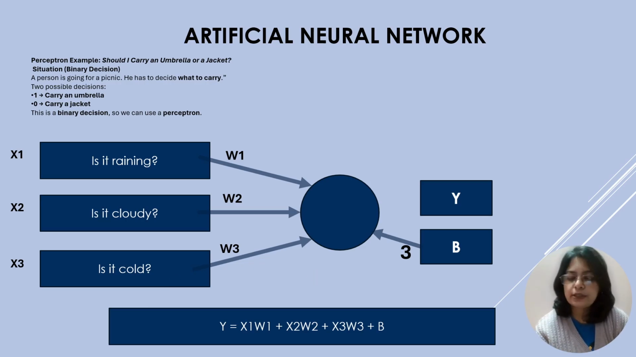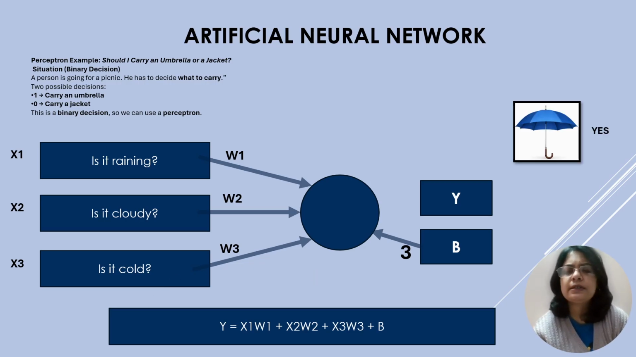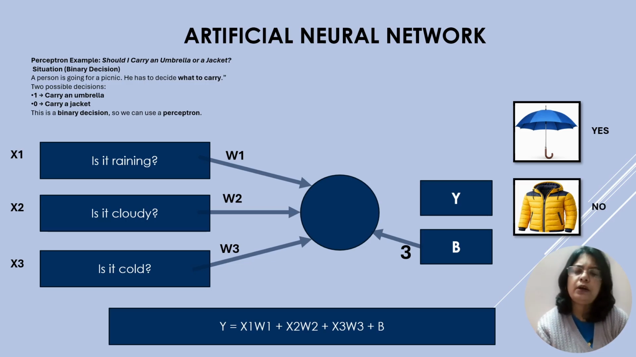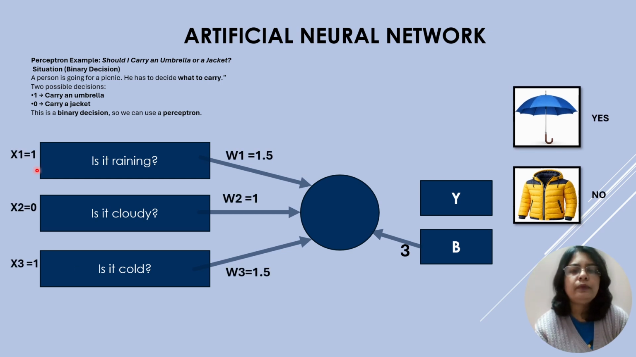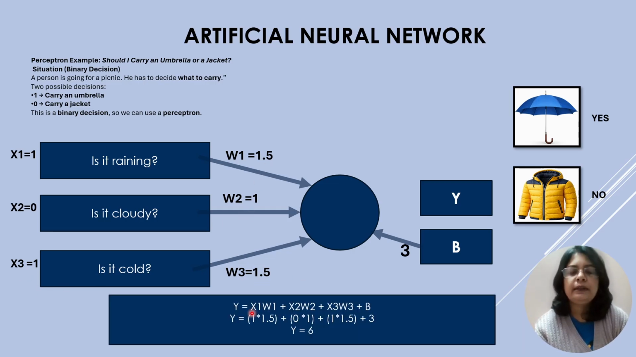And we get some value. So let's quickly see this. The answer is yes, I will be carrying an umbrella, or no, a jacket. X1 is 1, it's raining. Is it cloudy? No. Is it cold? Yes. Some weights are given to these, and the bias. The calculation is like this: y is equal to x1 w1, the same formula which I told you, and the bias. Bias can be negative also. If it's negative, you have to subtract the bias. We put in all the values and finally we get y equal to 6.